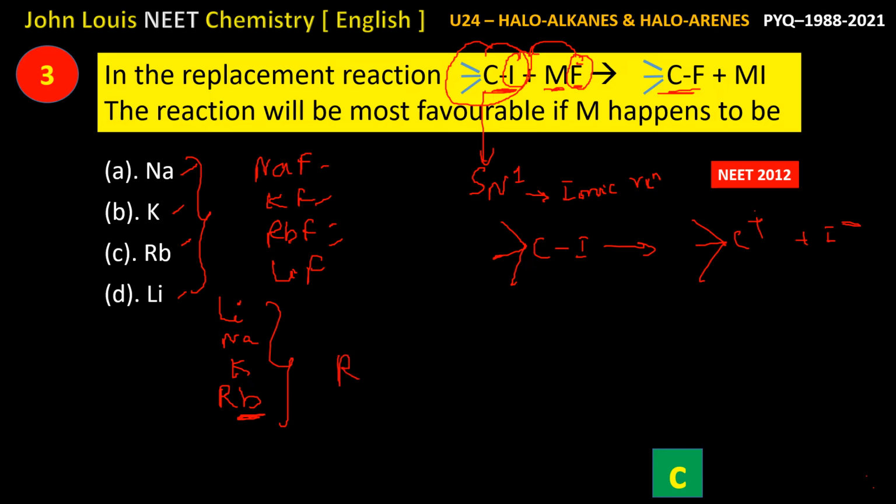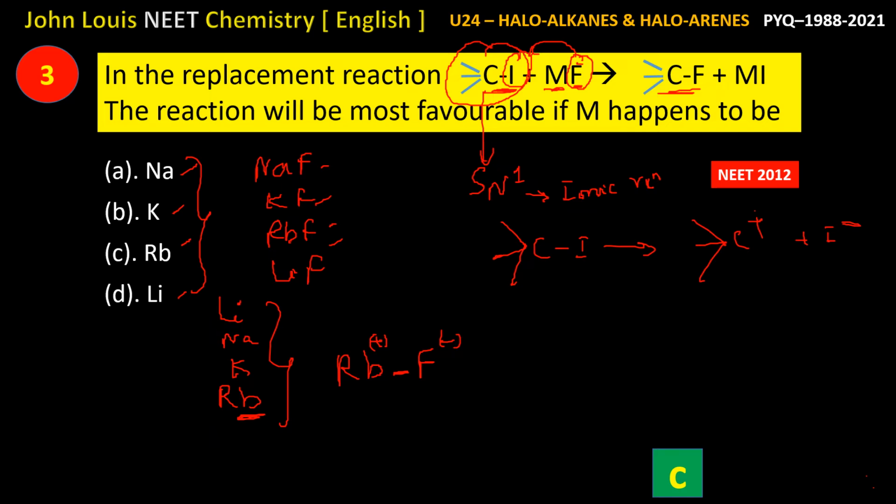Therefore, which will be more ionic? Rubidium fluoride will be more ionic, because fluoride is the most negative element, and rubidium is the most positive element among the four given here. Therefore, this bond will be more ionic. So RbF, that is rubidium fluoride, will be most favorable in this reaction.